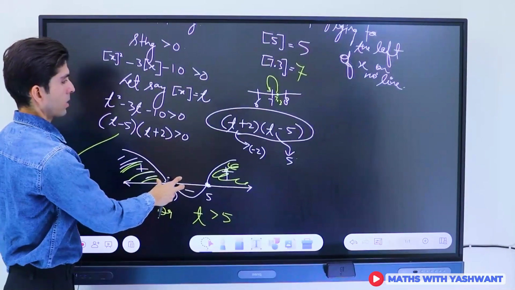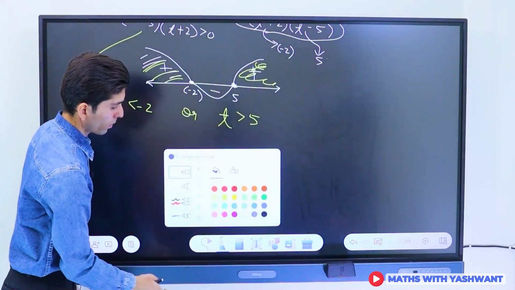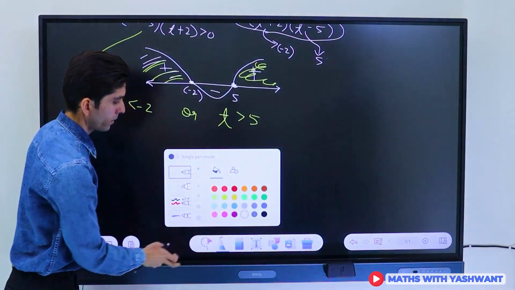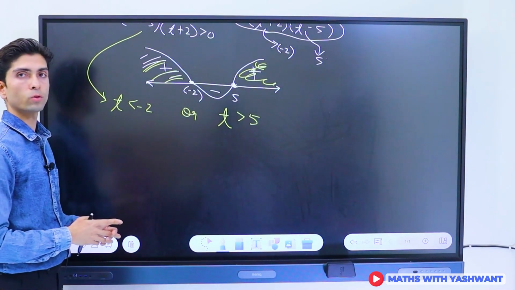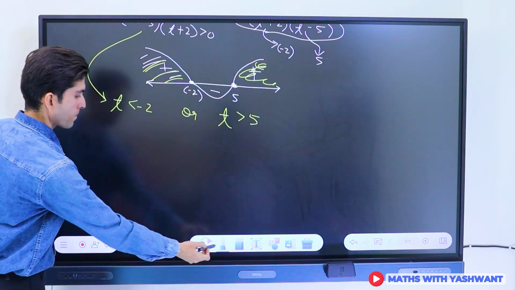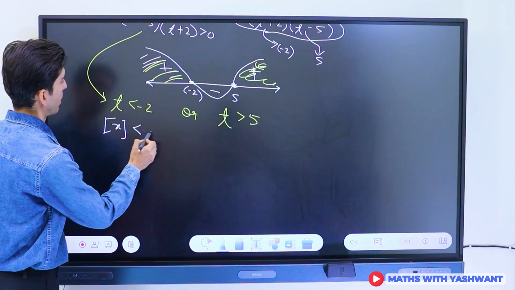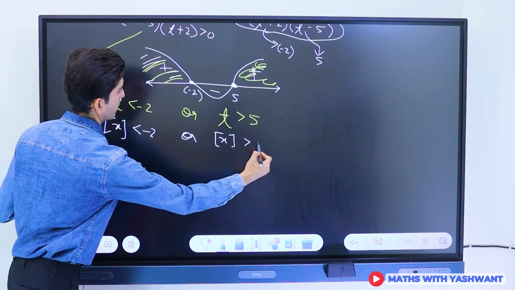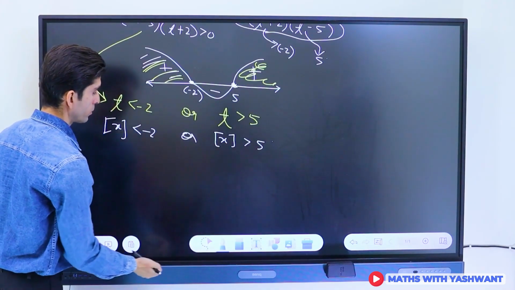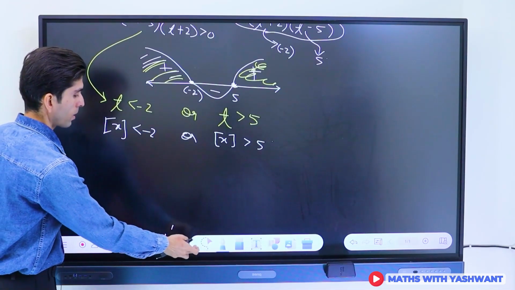Okay, because for the domain we have to find the interval or the values that satisfy our constraint. So that has to be in terms of x. So again we'll write greatest integer of x less than minus 2 or greatest integer of x greater than 5. Now we'll solve this inequality using a number line. Okay, so let's draw the number line.